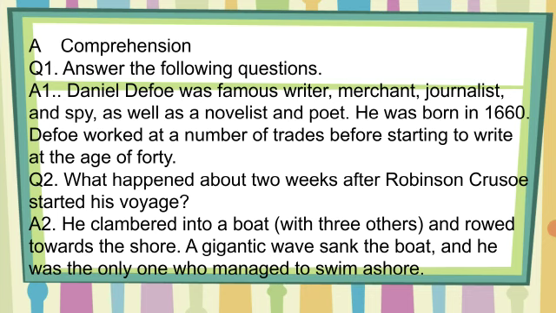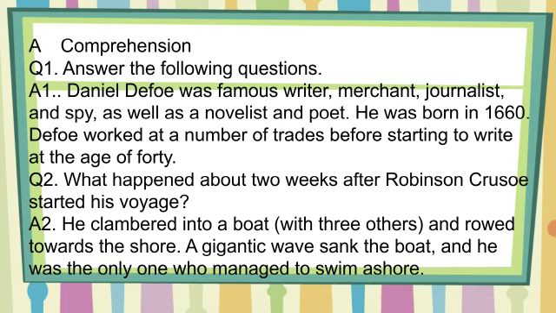Question number 1. Who was Daniel Defoe? Daniel Defoe was a famous writer, merchant, journalist and spy, as well as novelist and poet. He was born in 1660. Defoe worked at a number of trades before starting to write at the age of 40.